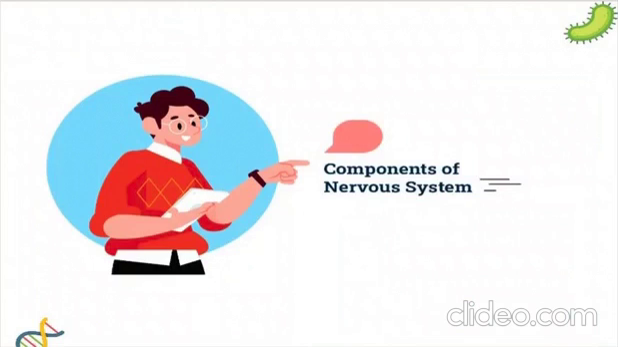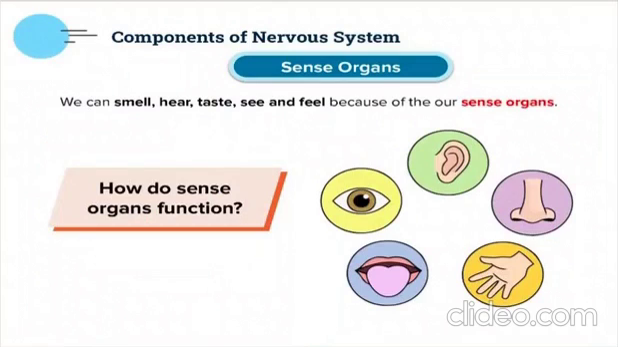Now let's see what the components of the nervous system are. We know the nervous system is there, but what are the components? Let's understand about that also. All right. So now let's understand about the various components. First one are the sense organs. We know we have five sense organs: smell, which is done with the nose, correct? Then hearing, tasting, seeing, feeling. That is our nose, then our ears, then the tongue for taste, then eyes for seeing, and feeling with our skin.